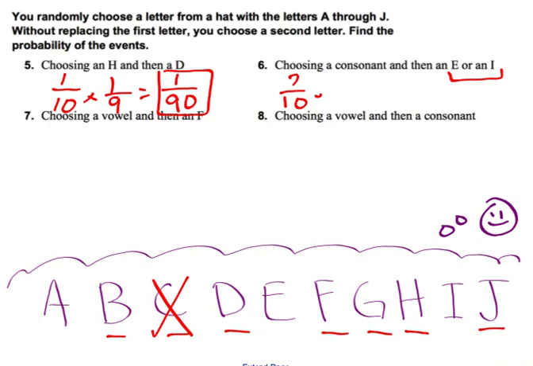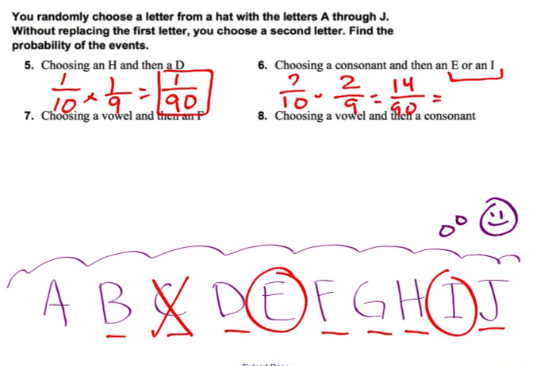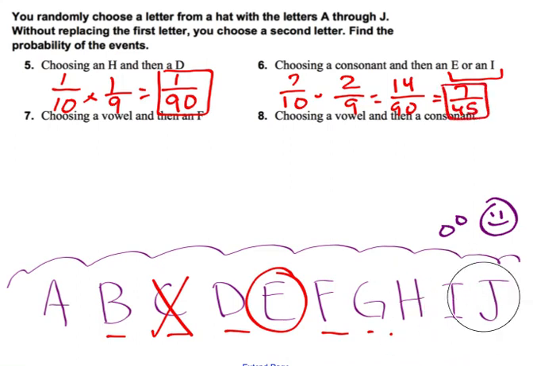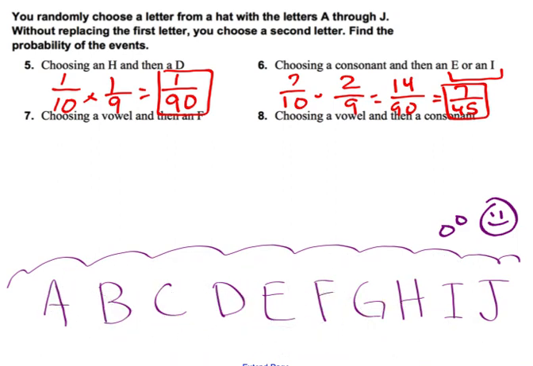And for the second one, there's only 2 that are E or I. And that's out of the 9 that are left. This gives us a probability of 14 out of 90, which is 7 out of 45. So there's a 7 out of 45 chance or probability of picking a consonant followed by picking an E or an I.